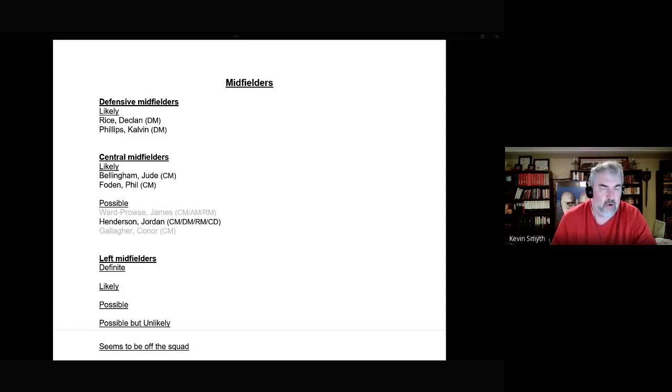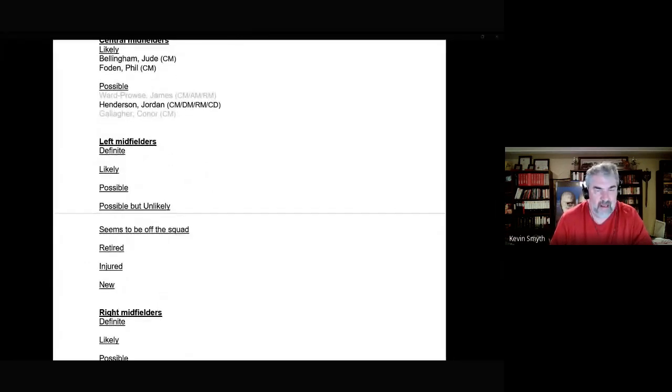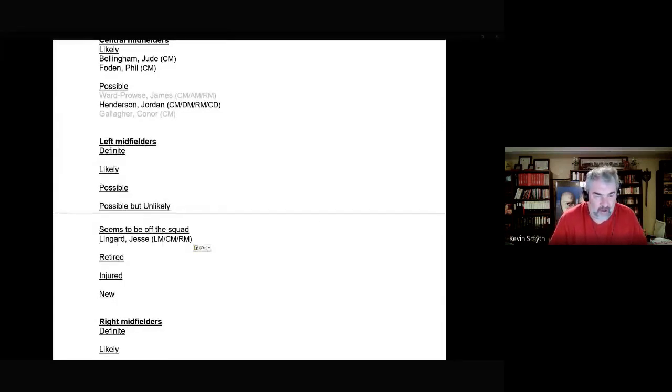But generally, the more defensive midfielders are kind of in the center of the pitch, and the others will tend to play more on the outside or in a more attacking role. Okay, let's move on to left midfielders, and in fact we only have one player coded as a left midfielder, and that is Jesse Lingard. But Jesse Lingard we view as seemingly off the squad.